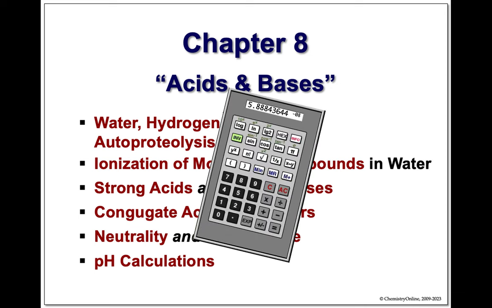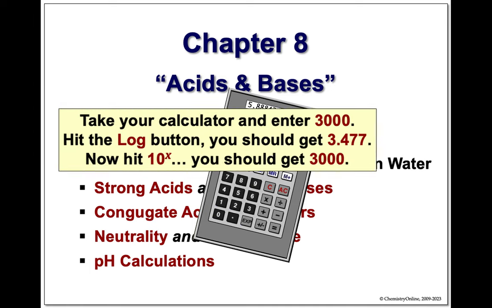When you are doing the pH calculations today, there are two buttons that you need to think about. One is the log button on your calculator, and the other one is 10 to the X. Now on mine, I have to hit the green button and then hit this again to get 10 to the X. If you have your calculator out, try this.